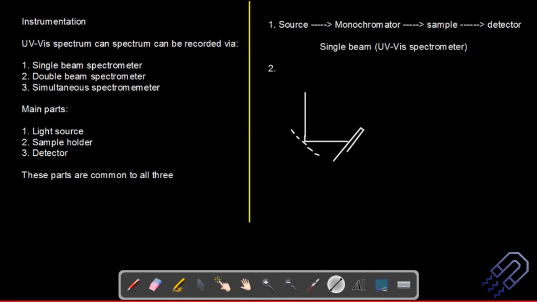You can have a part of the light getting transmitted and a part of the light getting reflected, and so on. And then there are some mirrors, and these mirrors will allow the reflection. After it gets reflected, it will actually pass through one sample.